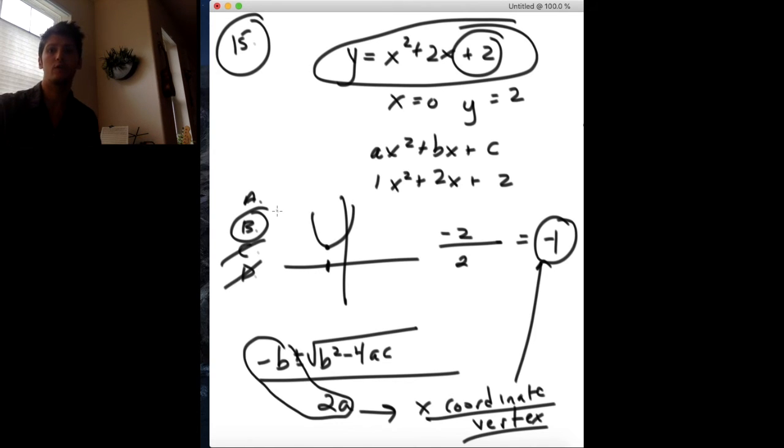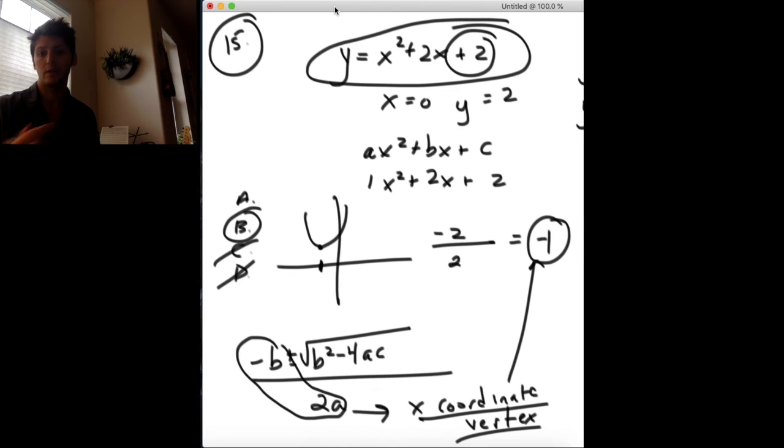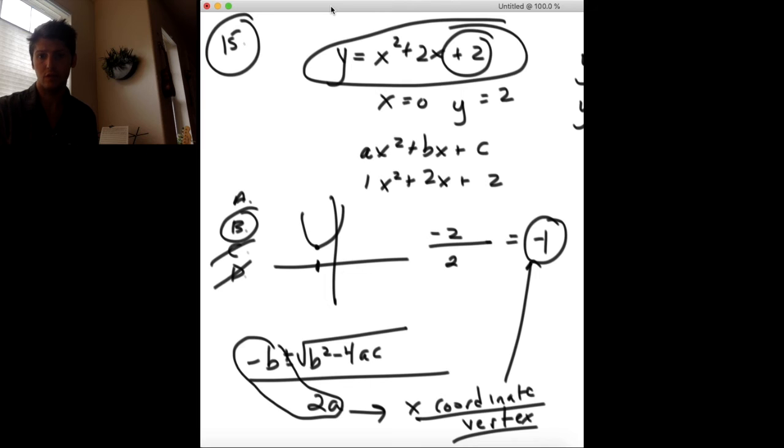A couple other things I want you to notice here, however. So I use the x coordinate of my vertex. I'm going to just circle this part to show you that I'm going to end up using this as one of the ways I could help myself solve this problem. Not that it's the fastest way, but this other part tells me the number of solutions. So I'm going to clear the board and tell you what I mean.